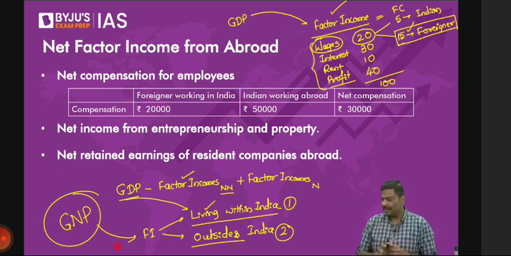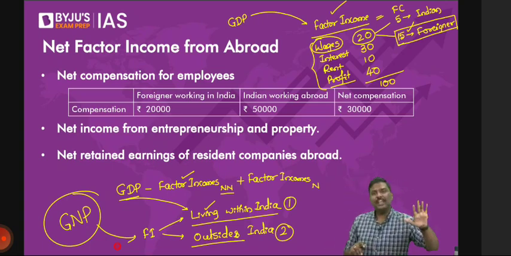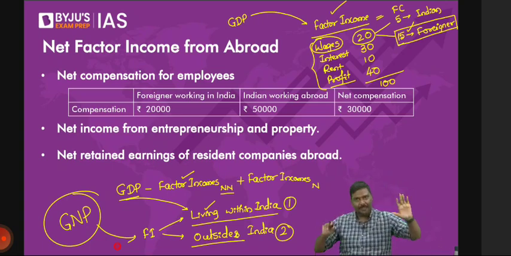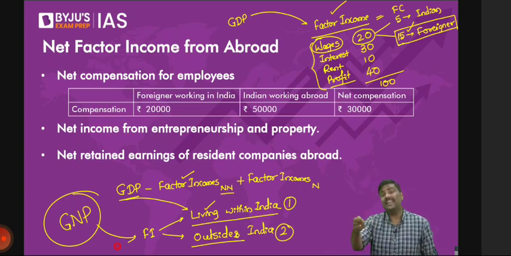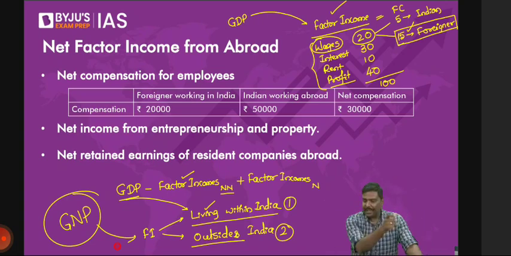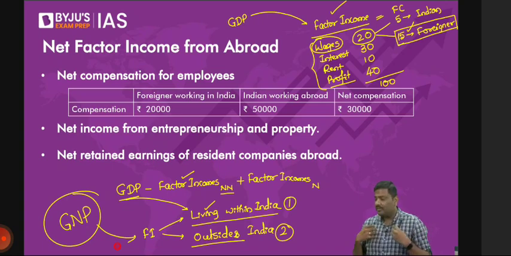Now have a look at this. Let me ask you a simple question. Between GDP and GNP, which one do you think will give you quality data? Underline the term. Between GDP and GNP, think as an Indian, which one will give you quality data? GNP will give you quality data. All of you agree? Not GDP.